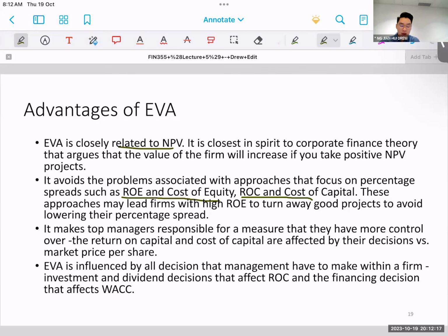Because EVA focuses on enterprise value added, it moves away from KPIs based on, let's say, ROE. ROE is usually a bad KPI that has been used to assess managers. So you move away from that, and it might improve the decision making in the firm.